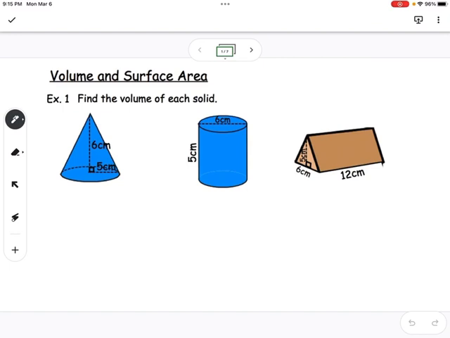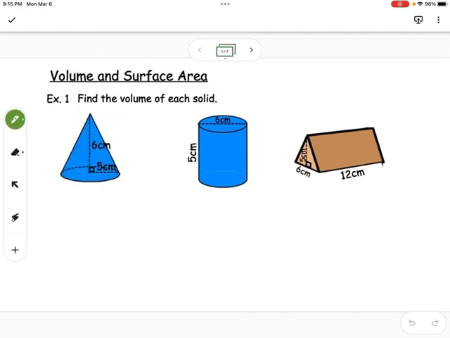So on this first slide, it's asking us to find the volume of each solid. So we want to identify what shape it is, look at our formula sheet, looking for the volume formula, and solving. So looking at the first shape here, we have a cone.